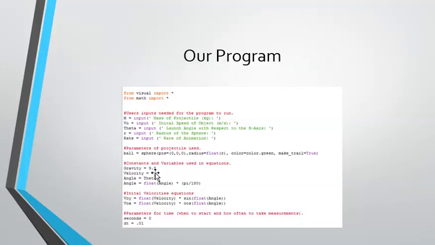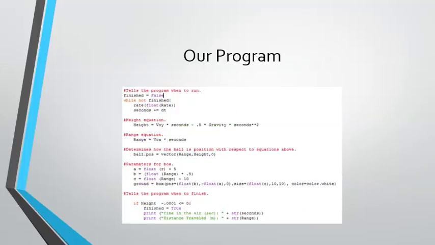And then these are our constants and variables. We use them in the equations, and the velocity equations are used in the program also. And then the parameters for time let the program know when to start and when to take measurements, which is every 0.01 seconds.